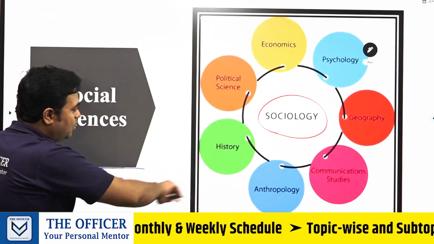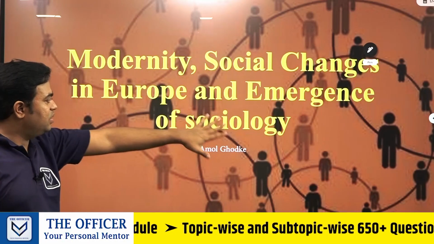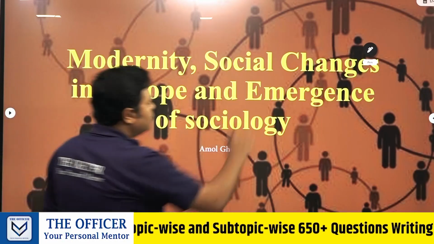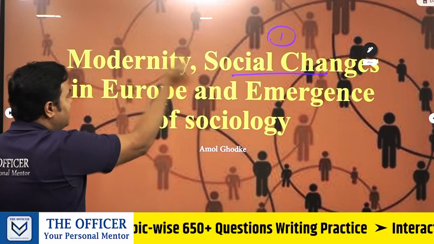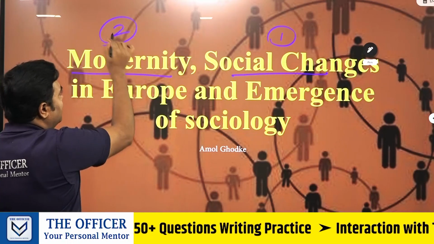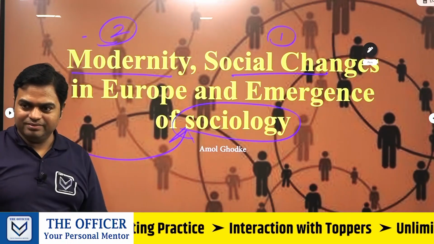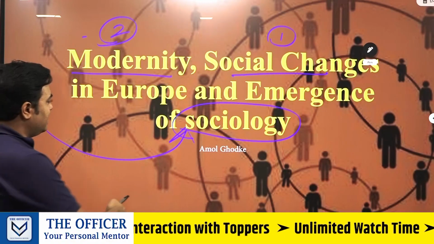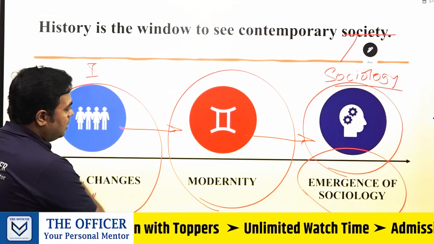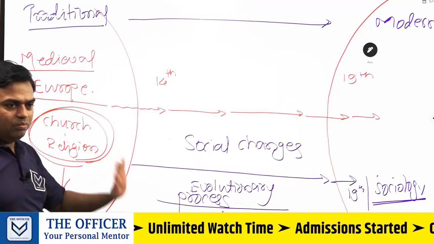Now come to the heading of the topic: modernity, social changes in Europe, and emergence of sociology. First of all, these social changes took place. This led to modernity, and all this led to the emergence of sociology. Getting what our topic is? Why we are discussing it? So, from traditionalism to modernity.